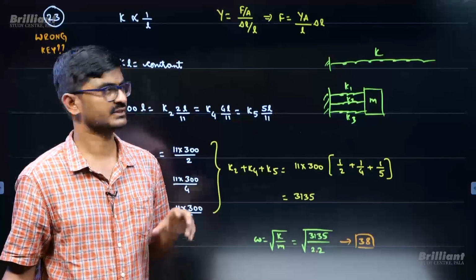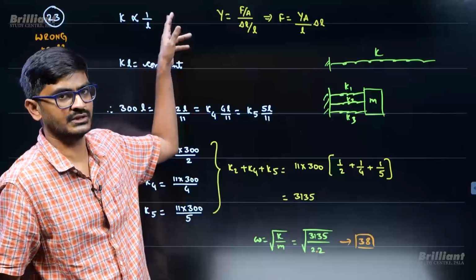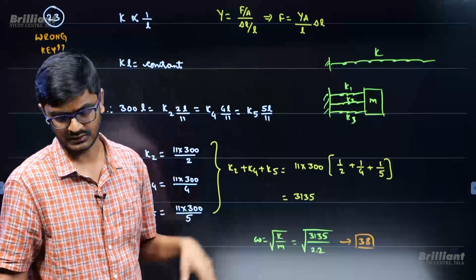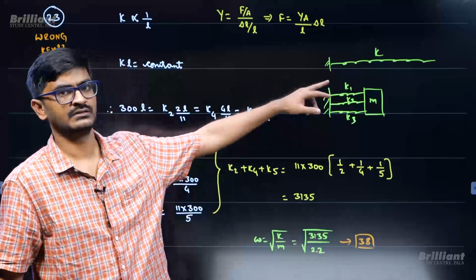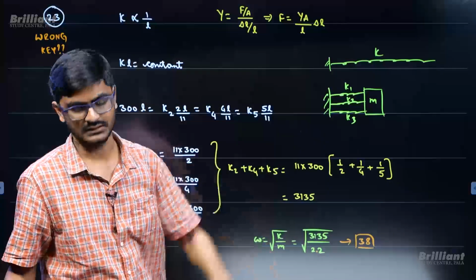So the important thing for the question is you must be knowing K is inversely proportional to length, or else K into L is constant. From there you need to find the spring constant of different parts of the spring.